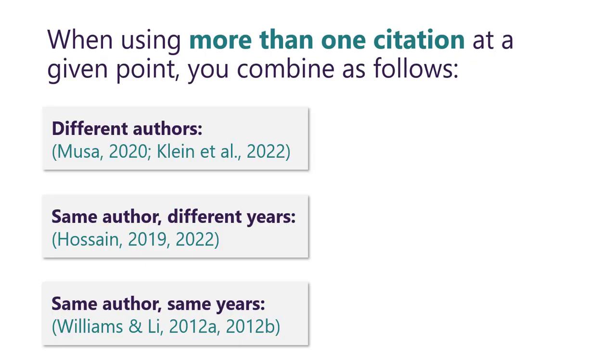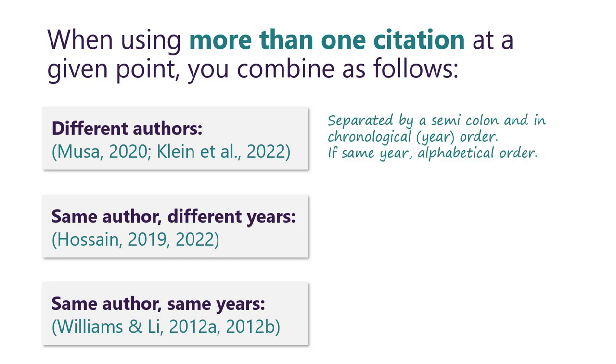Sometimes you want to refer to more than one source at the same point, and here are the conventions for how to do that. If they are completely different authors, separate the citations with semicolons, giving them in chronological order with the earliest year first. If they're from the same year, use alphabetical order.